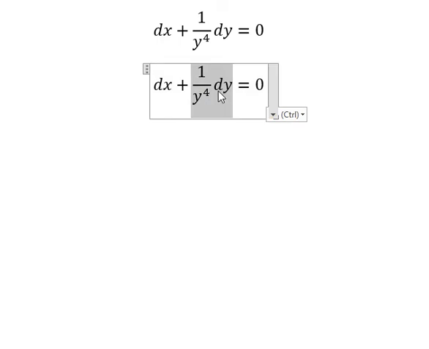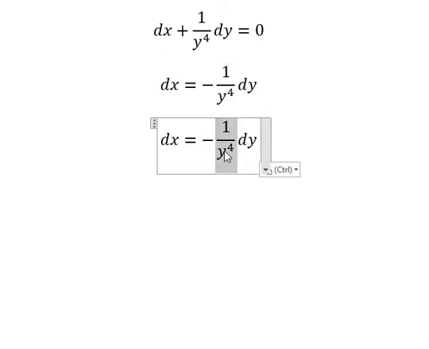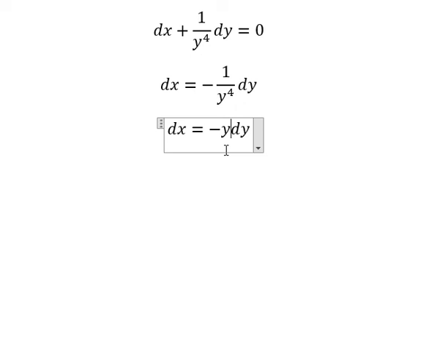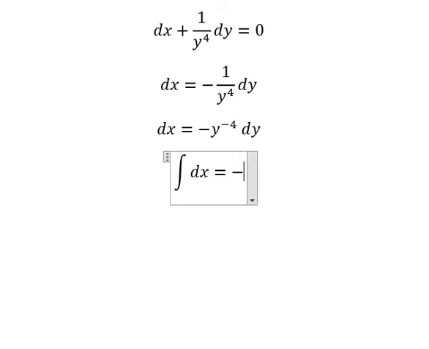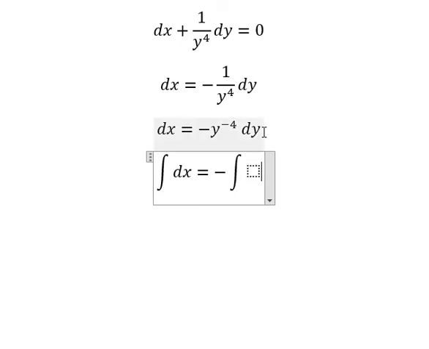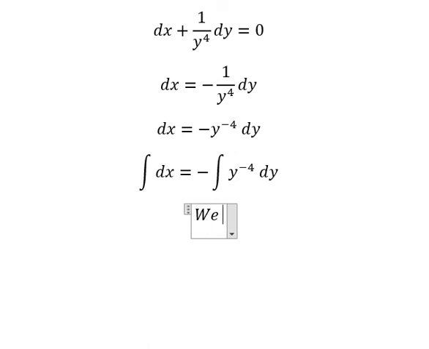I will put this one to the right and we have the negative sign here. This one we can change to y to the power of negative 4. Next, we need to integrate both sides. Now, we apply the formula in here.